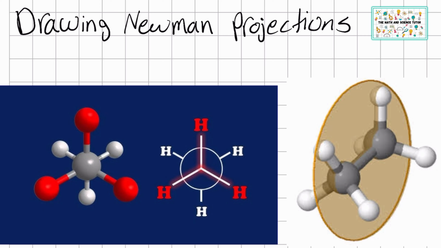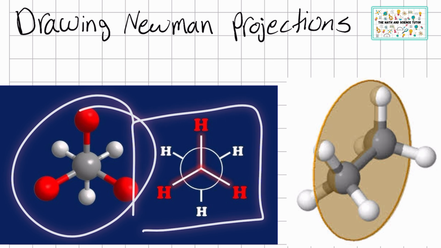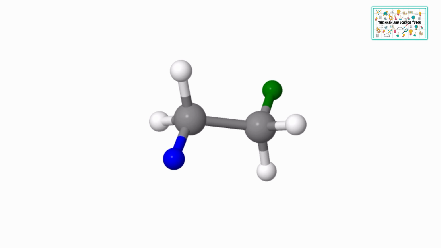When drawing Newman projections, you are asked to look at the compound from a certain angle where the two carbons are stacked on top of each other. So you're looking at it this way, and what you see is only this. And this is how you would draw it. Let's look at a 3D example.